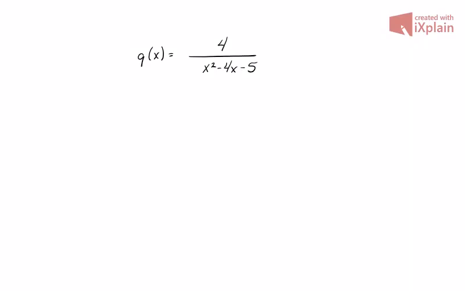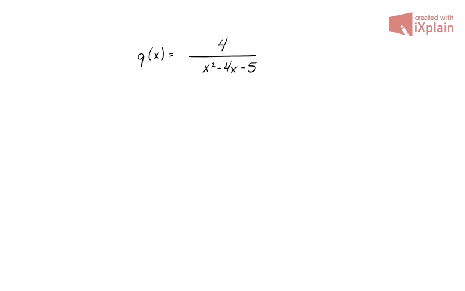Hello, Math 141. This is for section 3.3, graphs of polynomial functions. So our goal here is we're provided a rational function, q of x is equal to 4 all over the expression x squared minus 4x minus 5. And what we want to do is determine the domain.